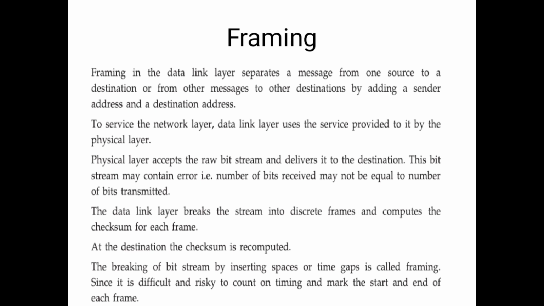Framing. Framing is a very important concept in the fundamentals of the data link layer, and framing in the data link layer separates a message from one source to the destination and from the other. To serve the network layer, the data link layer uses the service provided by the physical layer. At the destination, a checksum is used to recompute whether the data was successfully received. Checksums are used to send the data error free.